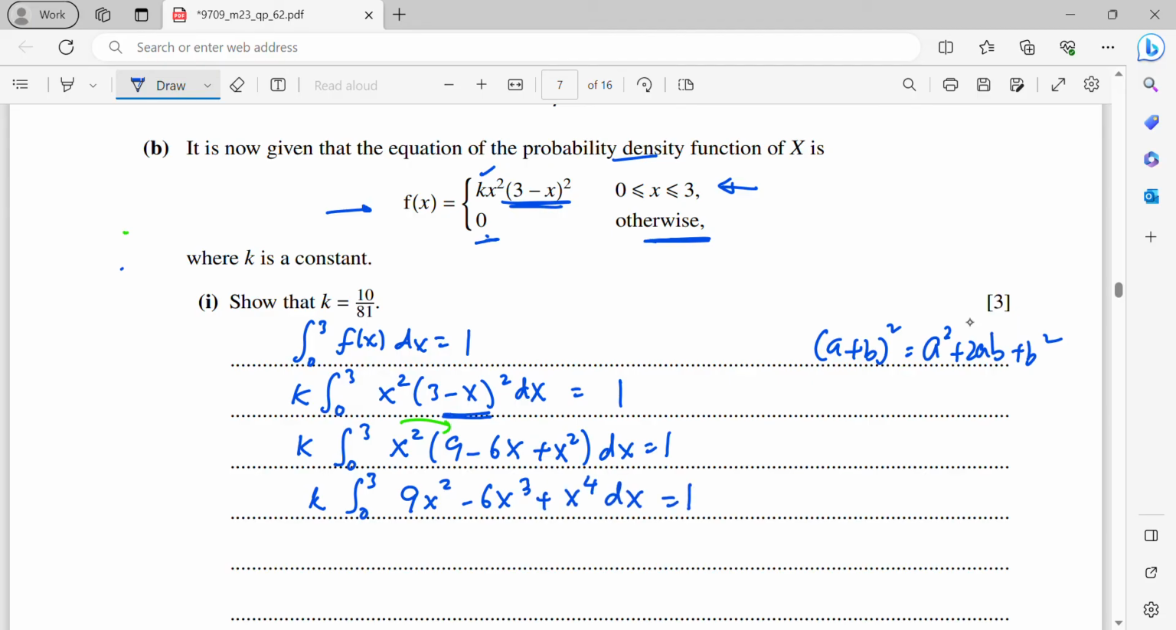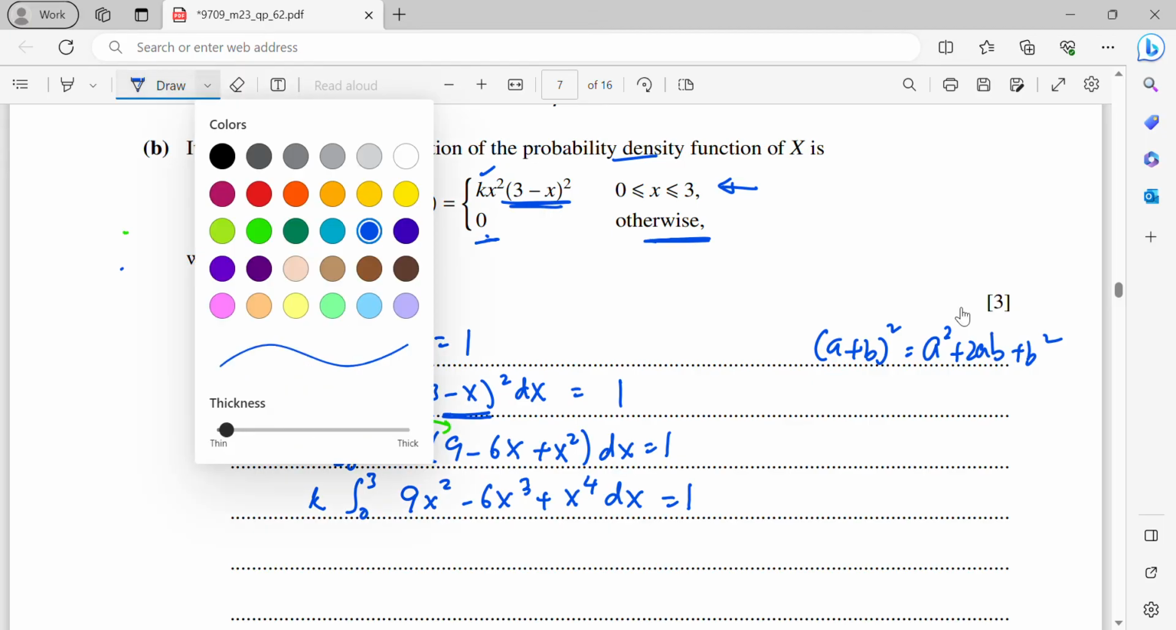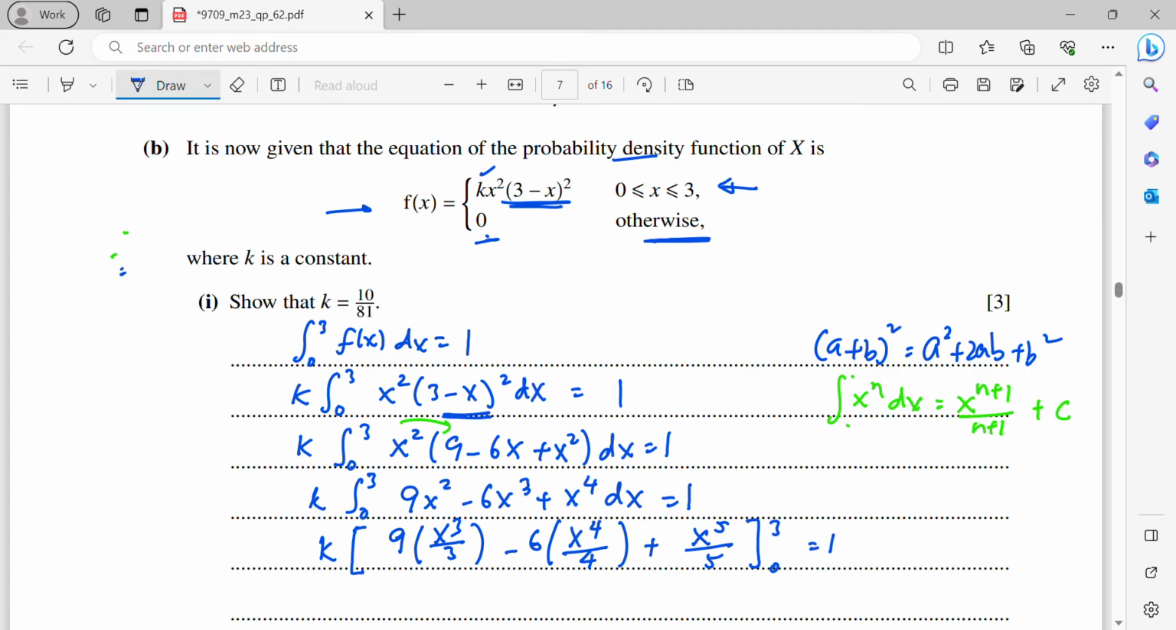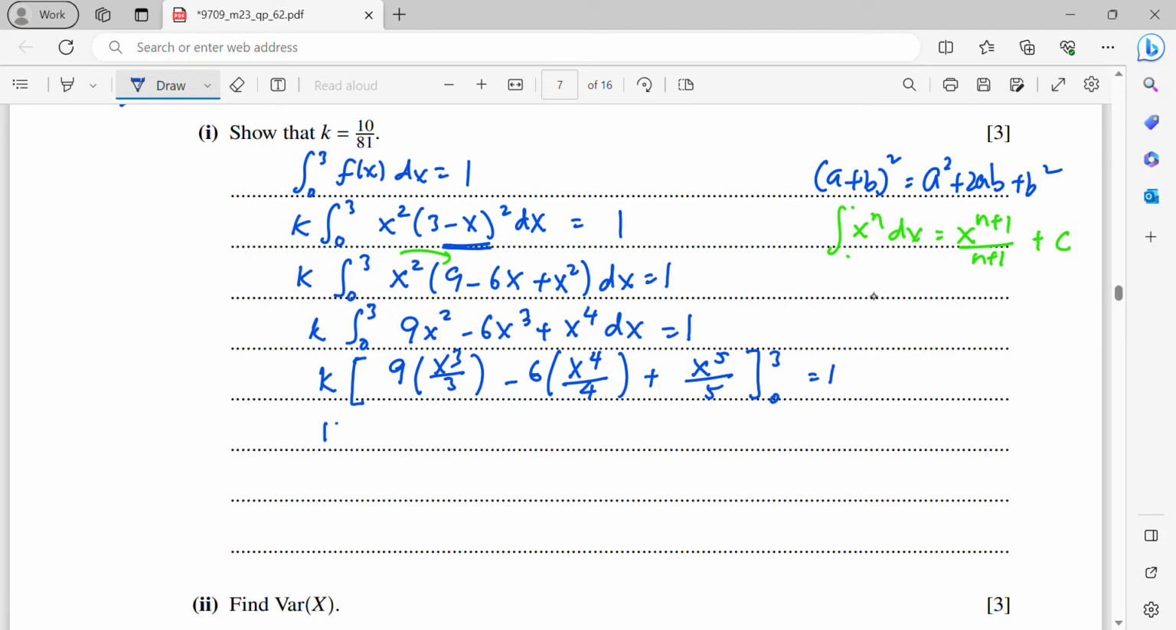When you need to integrate, remember, we always add 1 to the existing degree, then divide by the new degree. If it is an integral with limits, then there is no need to add c, otherwise we have to add c. So in this case, we do not add c, just apply the formula. I get 9, x squared becomes x cubed over 3, minus 6, x to the power 3 becomes x to the power 4 over 4, x to the power 4 becomes x to the power 5 over 5, from 0 to 3, then equals 1. From here, you can simplify first.